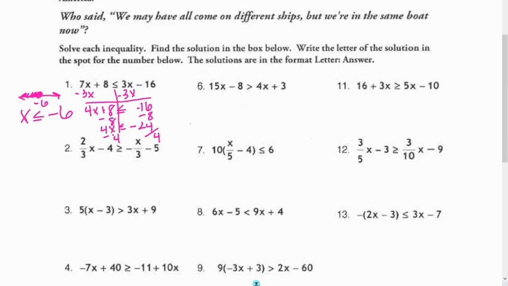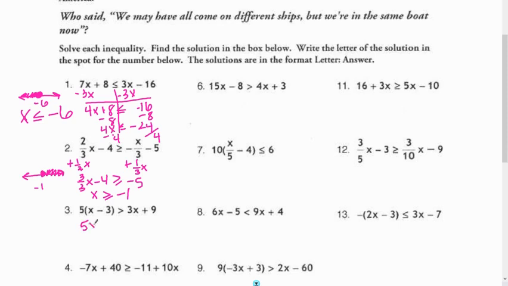I'm not going to find the letters. You guys can do that on your own. So same idea here. This is like 1/3 x. I'm going to add 1/3 x to both sides. So I get 3/3 x minus 4. 3/3 x is 1x. I'm going to add 4 to both sides. And when I do that, I get x greater than or equal to negative 1. So I would have a solid circle and everything to the right.